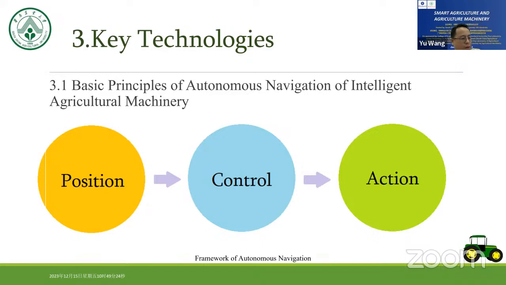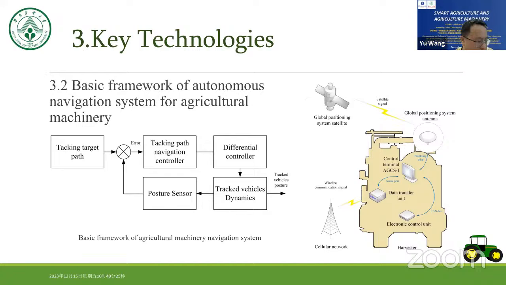Let me make an example for the ground work. Take a tracked harvester as an example. First we plan the target path. Then we draw the position from the GPS and the heading from the AHRS, and then calculate the error, input it to the tracking path navigation controller, and output the steering signal.